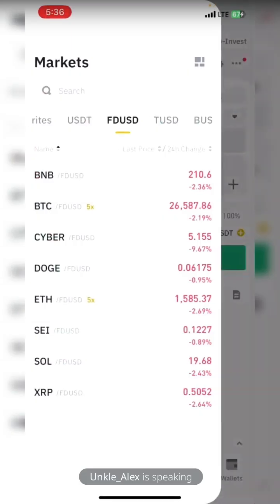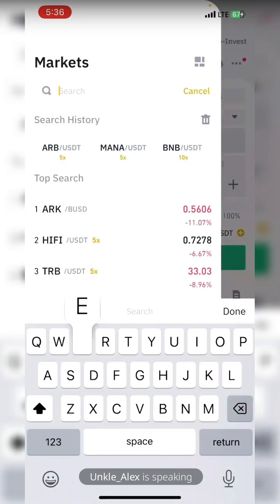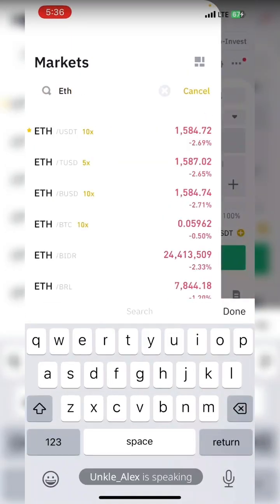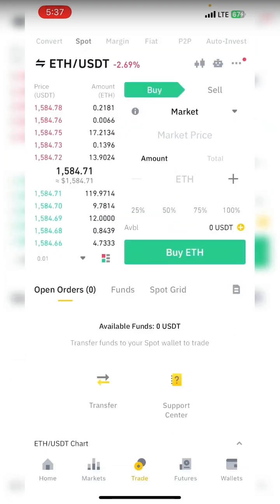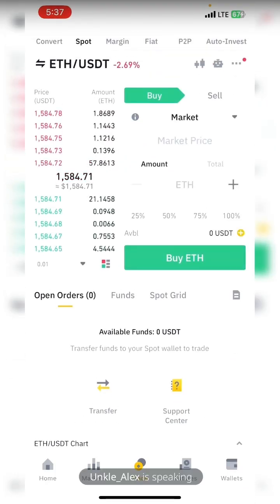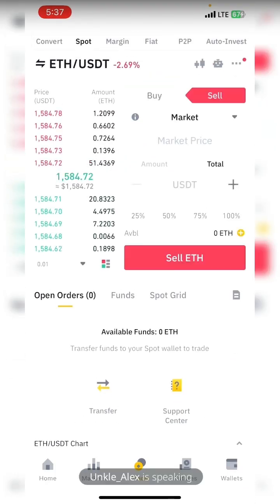If you come here, let's say you want to buy Ethereum, you put ETH. You use the pair, this is USDT. You select it. Then you come here. Now this is buy, this is sell.